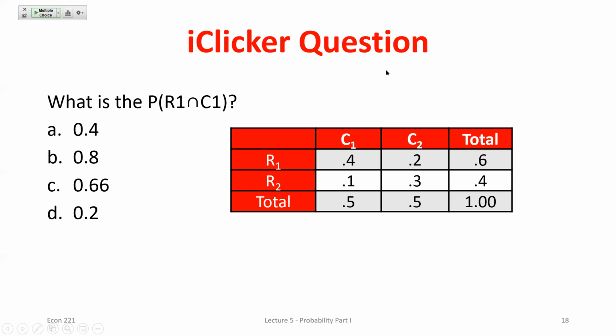So, what should the answer be here? Those top 4 left cells represent intersections. So the intersection of R1 and C1 is just 0.3. We're going to start using these contingency tables a lot, so we need to be comfortable with knowing those top 4 left cells represent the intersections of the row and column headings. The totals represent the probabilities of just the row or column heading.